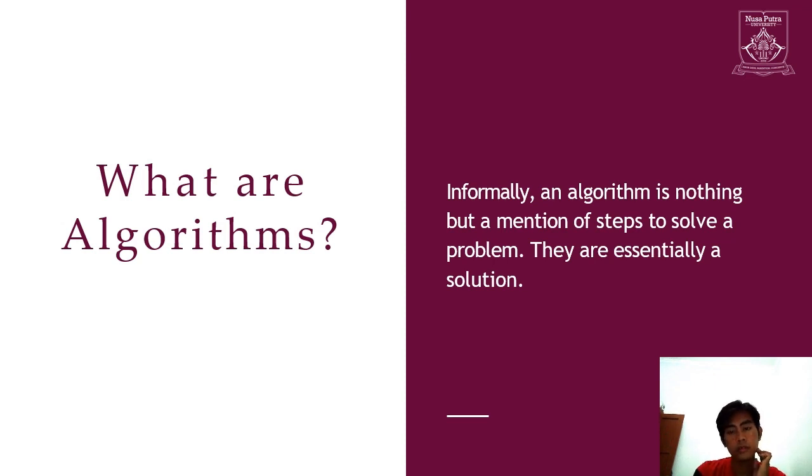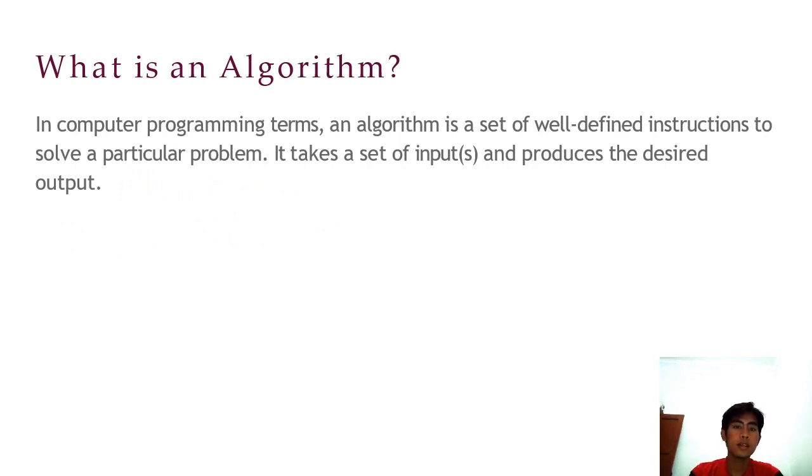What are algorithms? Informally, an algorithm is nothing but a mention of steps to solve a problem. They are essentially a solution. What is an algorithm? In computer programming terms, an algorithm is a set of well-defined instructions to solve a particular problem. It takes a set of inputs and produces the desired output.